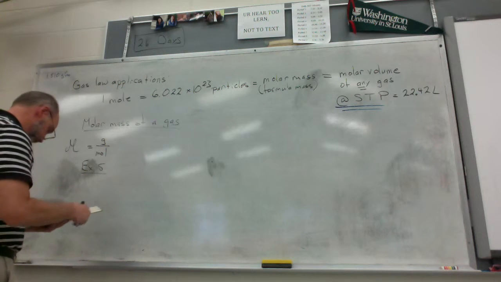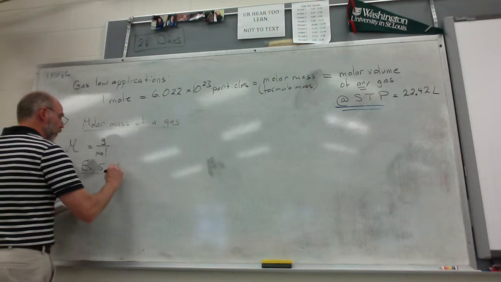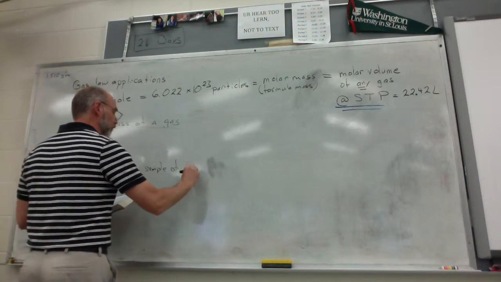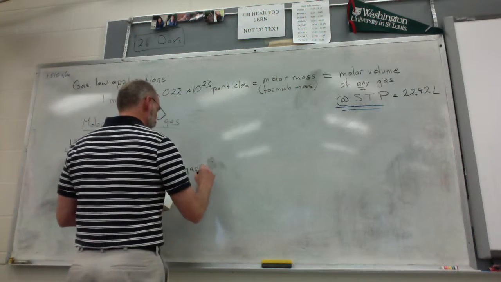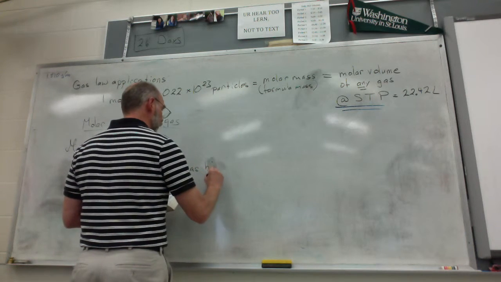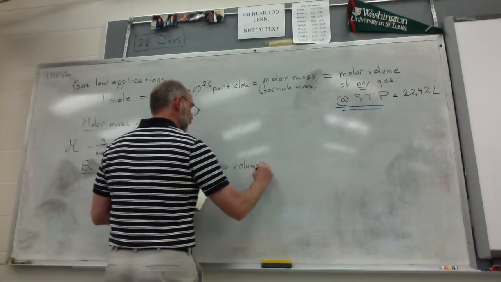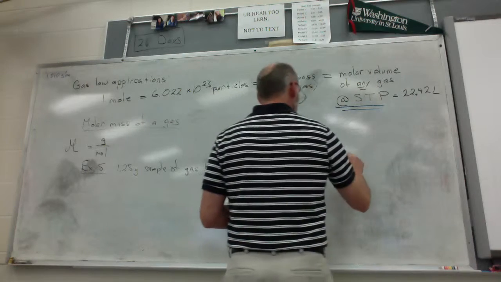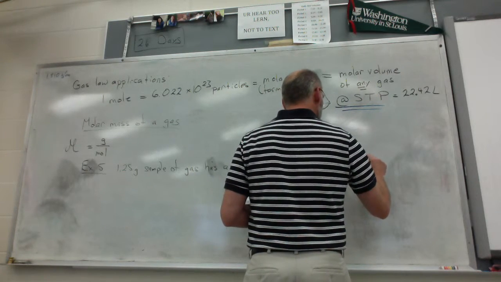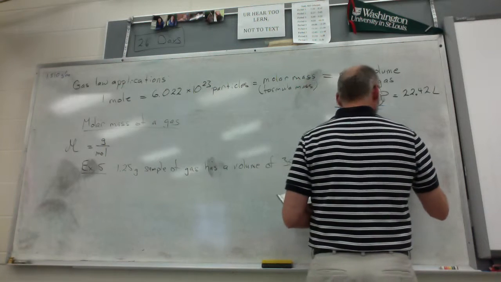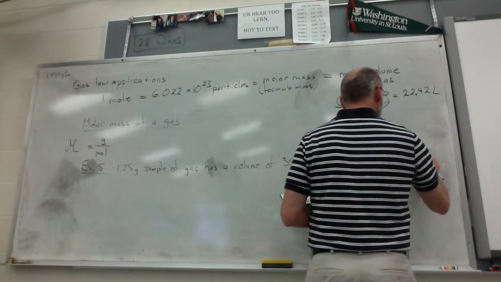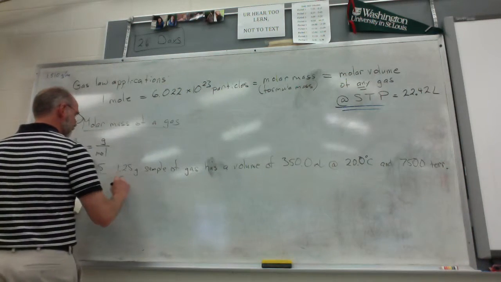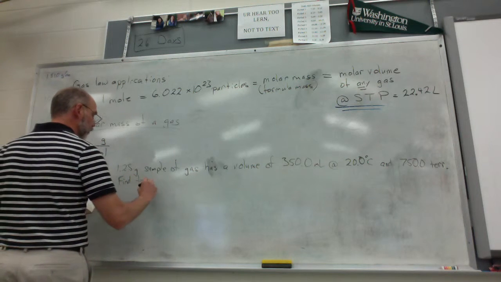Let's say we have a 1.25 gram sample of gas that has a volume of 350 milliliters at 20 degrees Celsius and 750.0 torr. Find its molar mass.